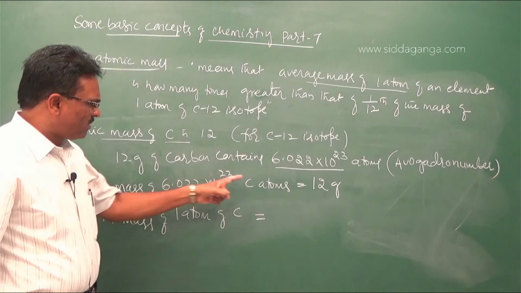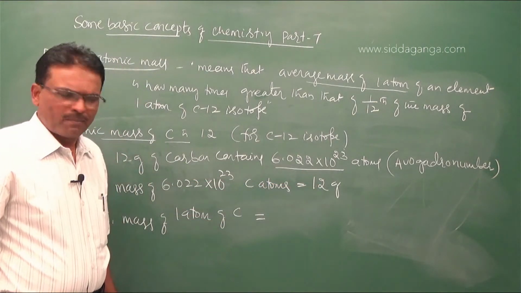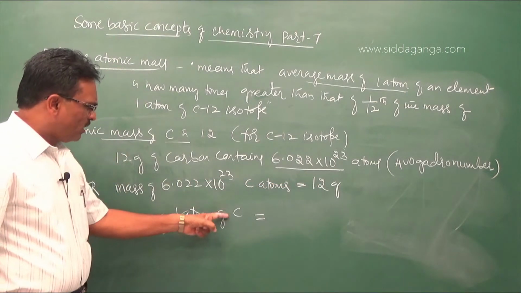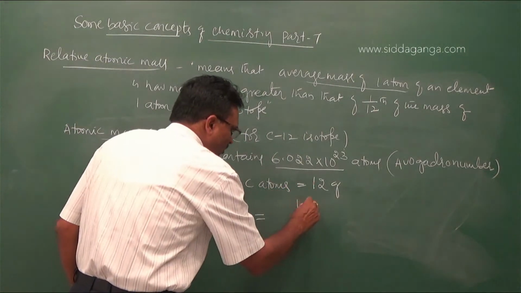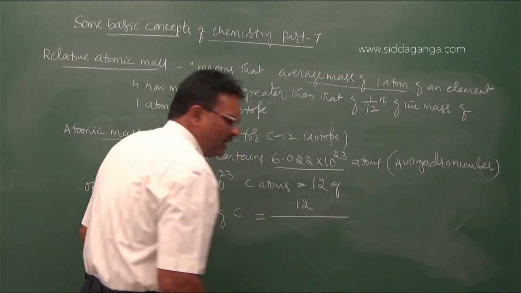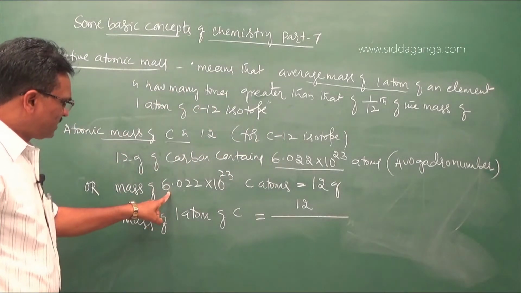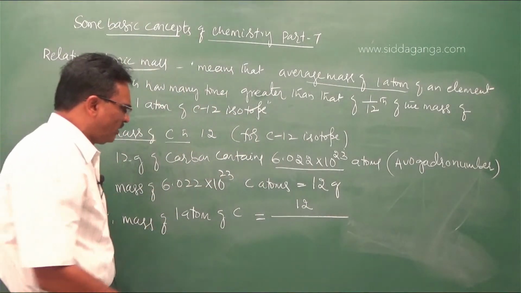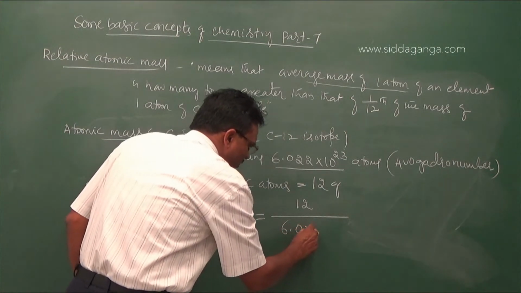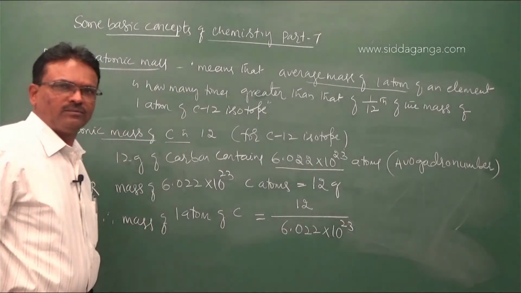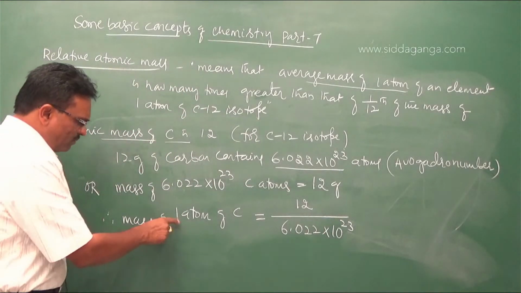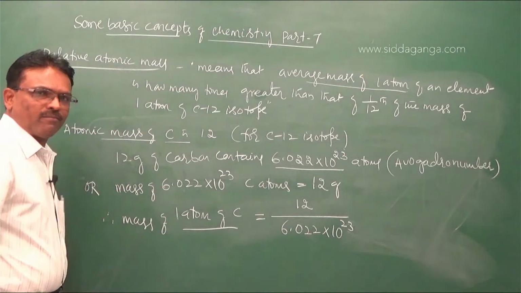Mass of Avogadro number of atoms is equal to 12 gram. What is the mass of one atom of carbon? So 1 into 12 divided by 6.022 into 10 power 23. This is the mass of one atom of carbon.